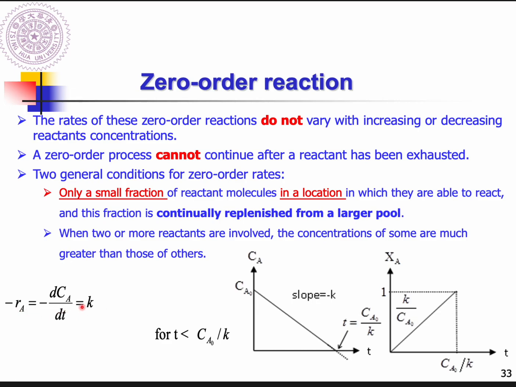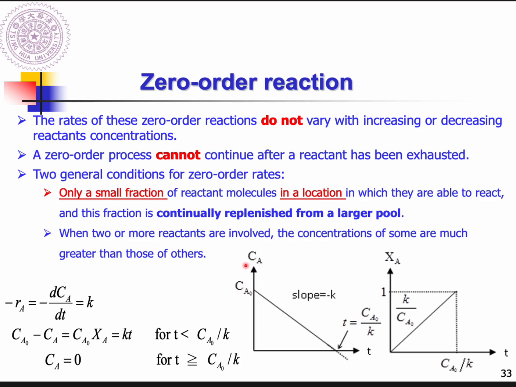So based on this, I just move the dt to the right-handed side and take the integral, from time 0 to T and the concentration from CA0 to CA. So we will get this expression. And I also want to express this in terms of XA, so I can write this down. CA0 minus CA is the fractional conversion of reactants. So you get XA CA0 equals KT.